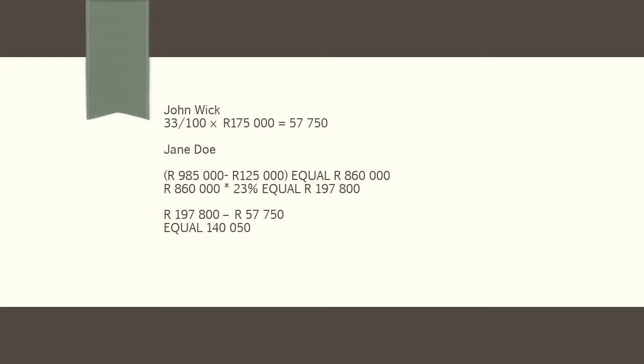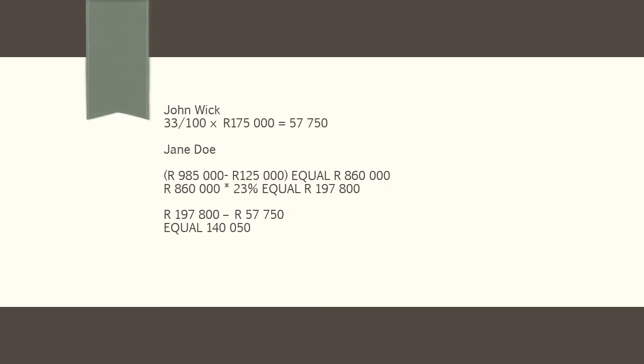So guys, the pre-accident value is 985,000 minus 125,000, which is the money for salvage. Then it's going to be equal to 860,000. Then we have to calculate the damage for that 23%. Then we have to say 860,000 times 23%. Just include that percentage sign, guys, so that you don't lose marks.